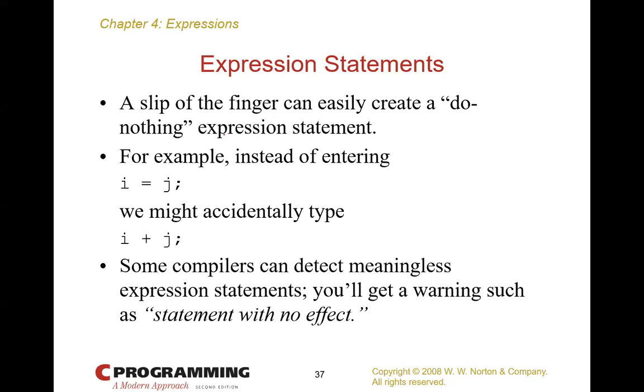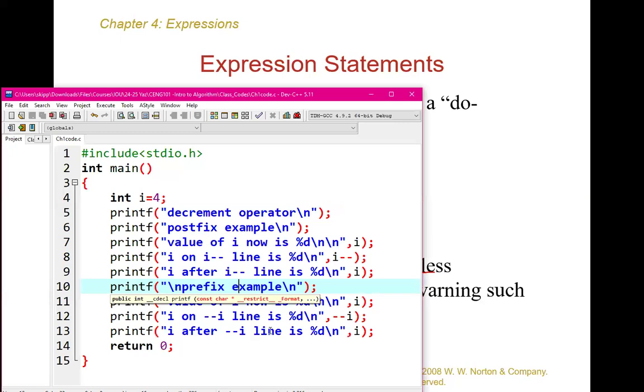All right. So a slip of the finger can easily create a do nothing expression. Like if you want to type I is equal to J, but while you were trying to press equal to using an English keyboard, you press shift and it becomes I plus J. You will not have an error. Why? Because this is a sensible expression. It is mathematically correct, though it is programmatically meaningless. But the compiler may not give you any alert. So some compilers can detect meaningless expressions like this and will give you a warning that, okay, you're having a meaningless expression, but some compilers would not do that.